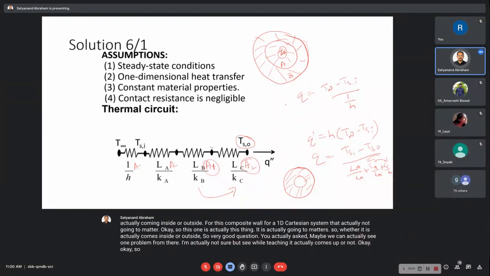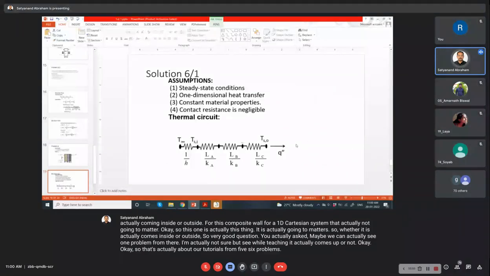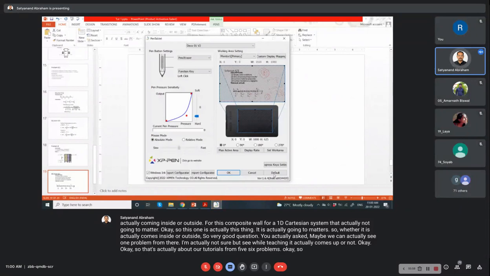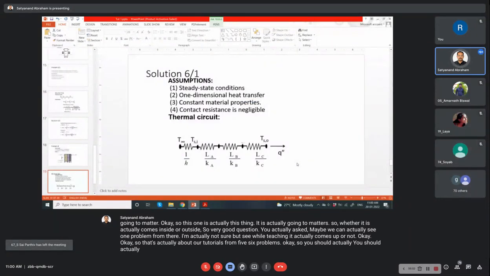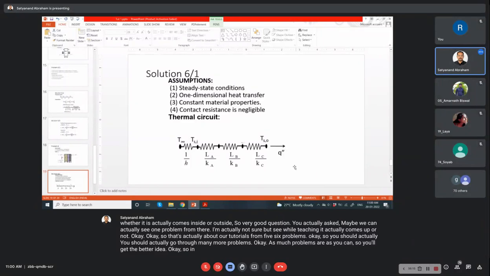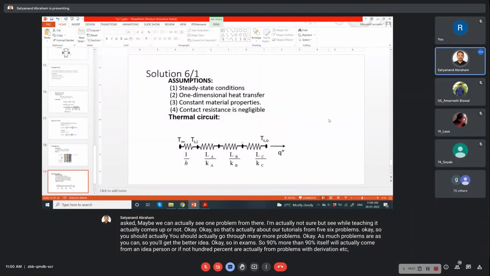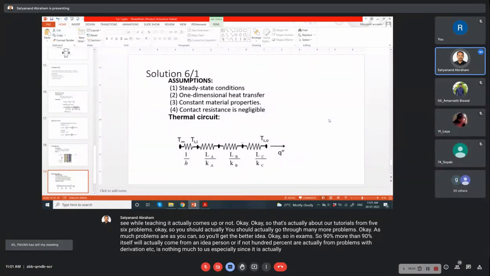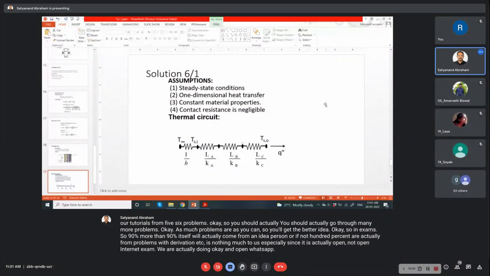Okay, so that's about our tutorials from the 5-6 problems. You should go through many more problems, as many problems as you can, so you'll get better ideas. In exams, more than 90% will come from problems, if not 100%. Derivations and so on are nothing much to us, especially since it is an open exam, open WhatsApp exam we are talking about.